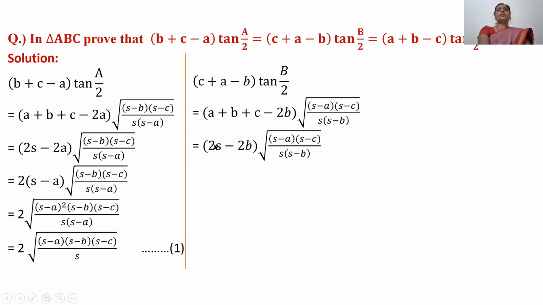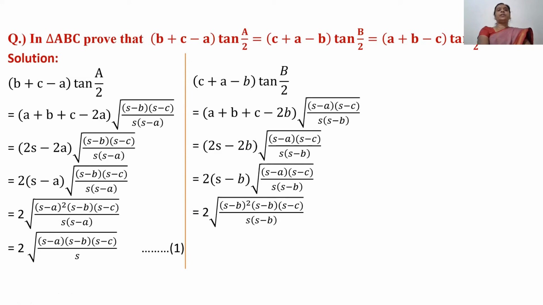Again this is 2S. Write down 2S minus 2B and this as it is. Then take 2 common. If we take 2 common, then here remains S minus B and under root S minus A, S minus C divided by S into S minus B. In the next step, you take this S minus B inside the square root. If I take this S minus B inside the square root, then that will be S minus B square.